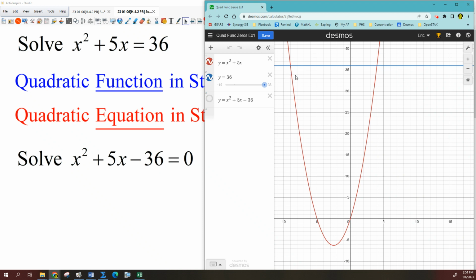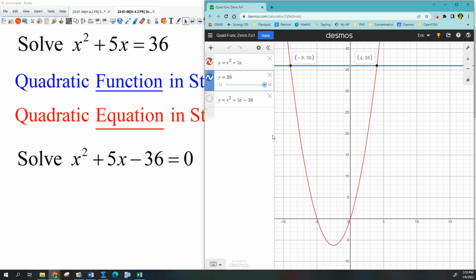The red graph is the graph of y equals x squared plus 5x. The blue graph is y equals 36. So I graphed the left side and the right side separately. And if I look at the points of intersection, the x values are -9 and 4. So those are my solutions to that equation. Either x equals -9 or x equals 4.